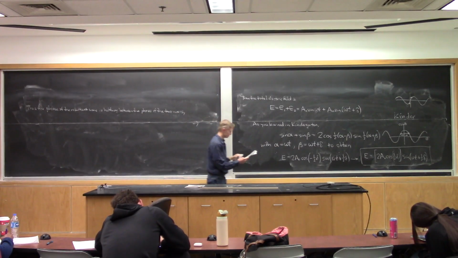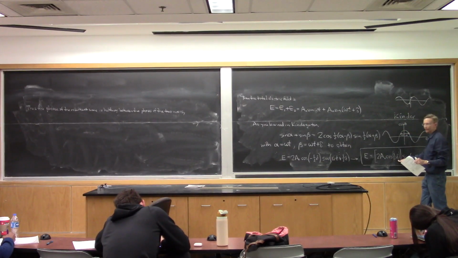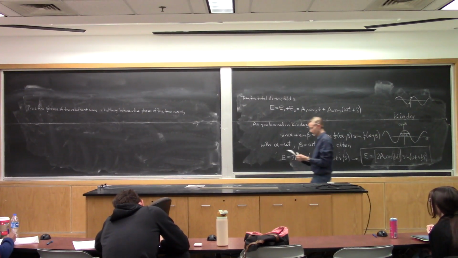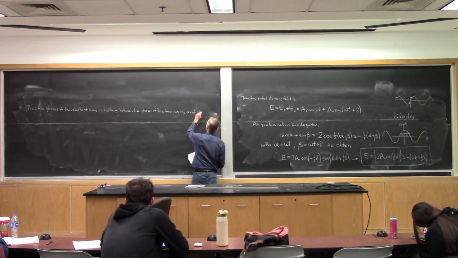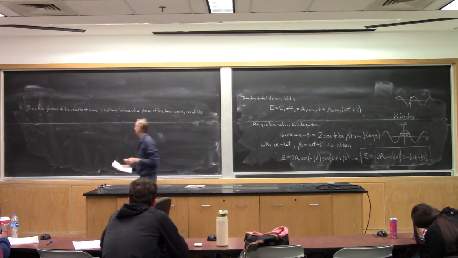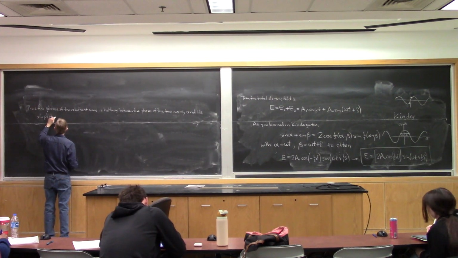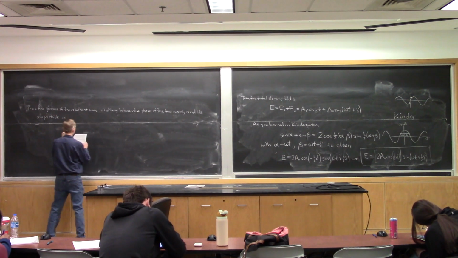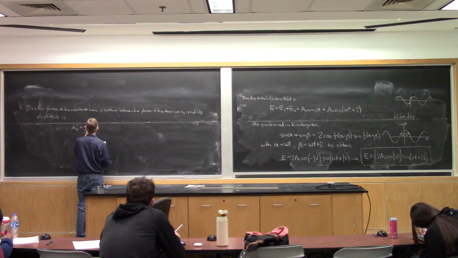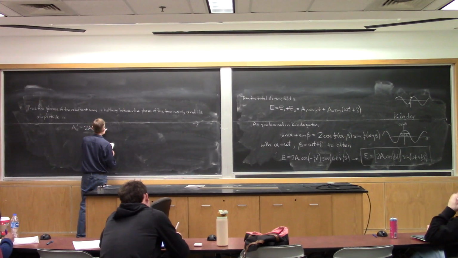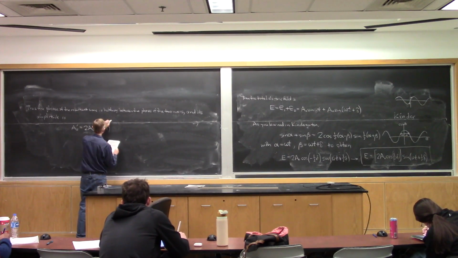And more importantly, its amplitude is 2a naught cos half delta, because it's that amplitude that's going to tell us how bright it is. We'll call it A naught prime equals 2A naught times the cosine of 1/2 delta.